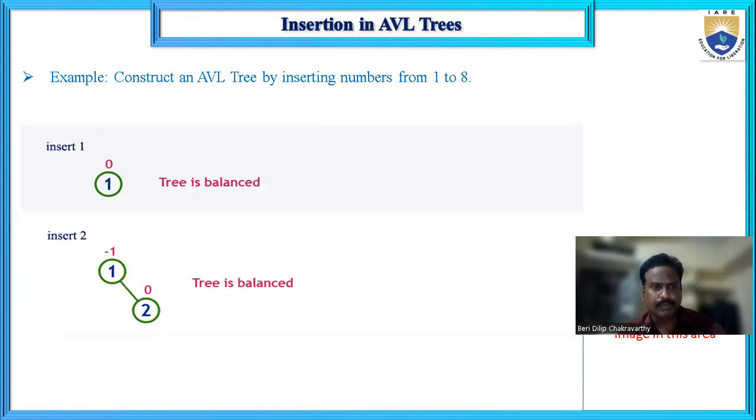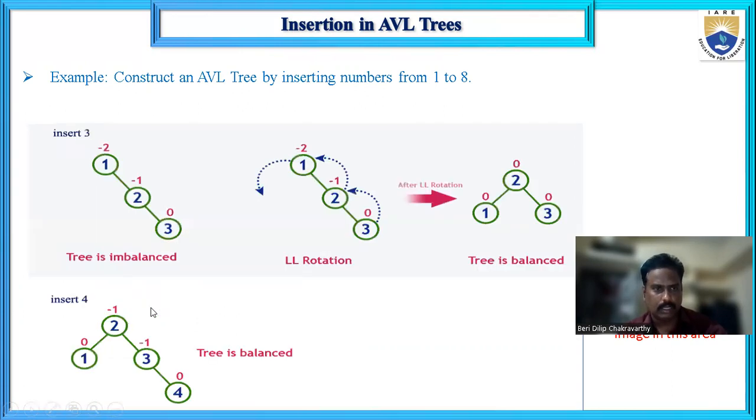You will see here, we'll try to construct an AVL tree by inserting numbers from 1 to 8. First, nothing is there, so I take 1 as my root node. Then 2, as 2 is greater than 1, I take it as the right child. Then 3, so I have placed it. Now I am calculating the balance factors. So here, 0 minus 2, I get -2.